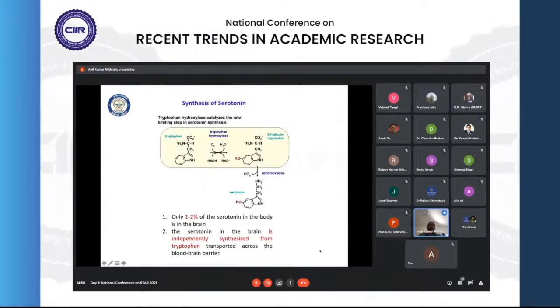So keeping this in mind, if you go back to any neurotransmitter that we talk about, the amino acid, the precursor, say I took tryptophan, all the chemical process, all the bioenzymatic pathway, and then finally we end up with serotonin. It is only 1 to 2% in the body, but it is independently synthesized from tryptophan, so it's very difficult to target.